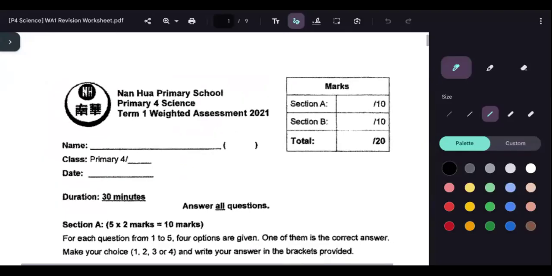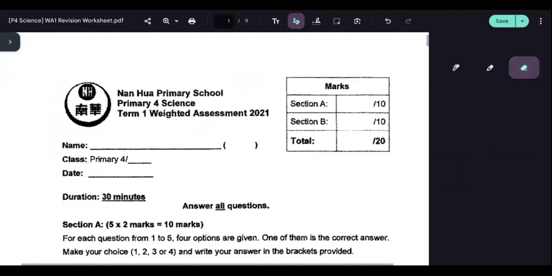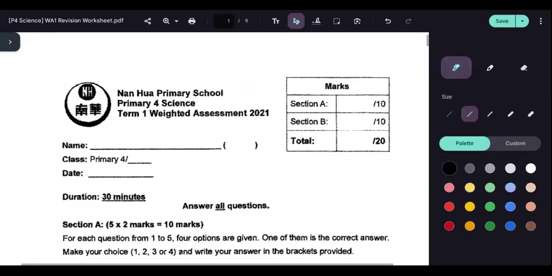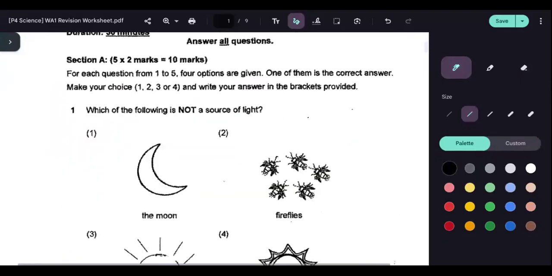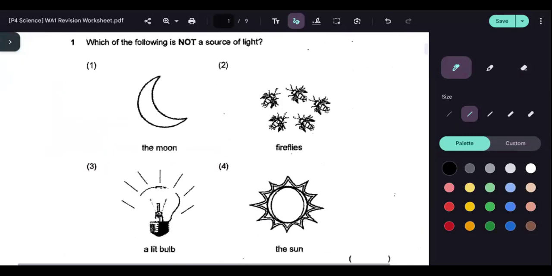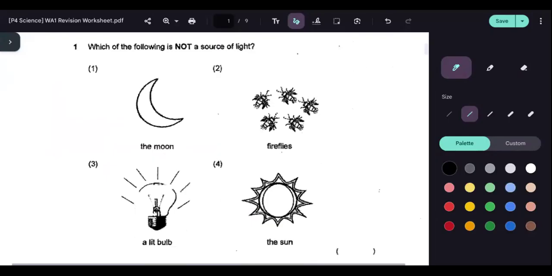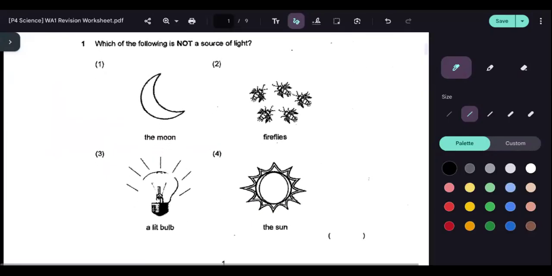Okay, we are going to attempt a Nanhua paper, as some of you have seen it before I adjusted it. This is the Nanhua paper. Okay, so firstly, let's start off over here. Question number 1. Which of the following is not a source of light?